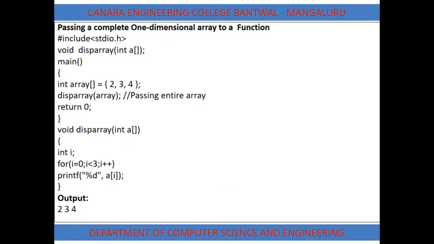Now I have to display each element of the array, so I will make use of a for loop. I have declared a local variable, int i. Next, for i = 0, i less than 3, because I know there are only 3 elements here, i++. So printf("%d", a[i]), that is first a[0], then a[1], then a[2]. Once i becomes 3, the for loop is terminated. So the contents 2 3 4 are displayed. After the execution of the function, control will come back to the main function. After display, the next instruction is return 0. Return 0 is executed and the program terminates.